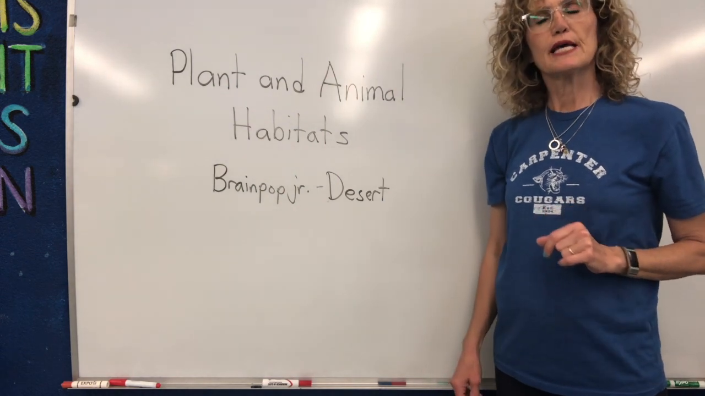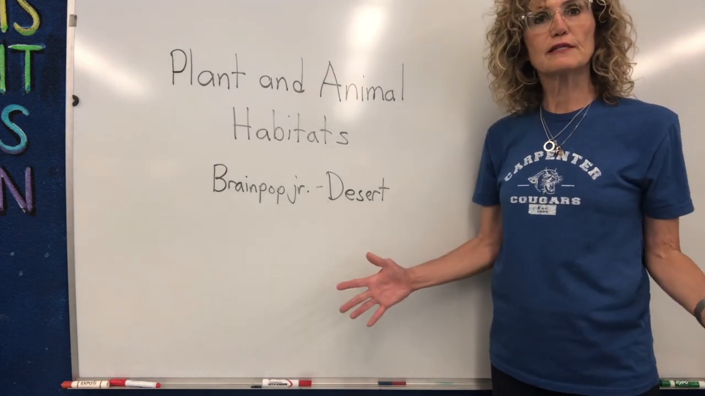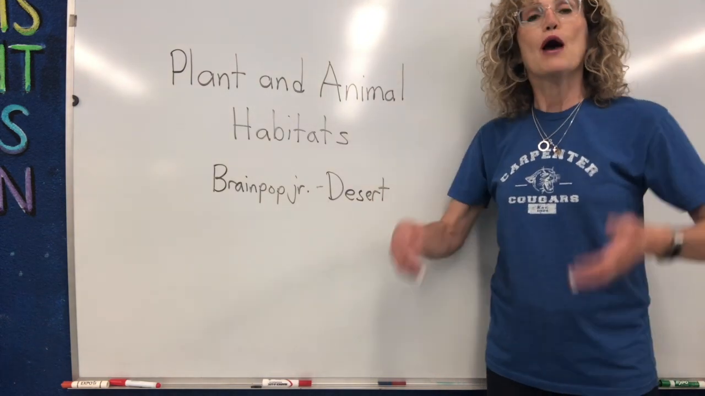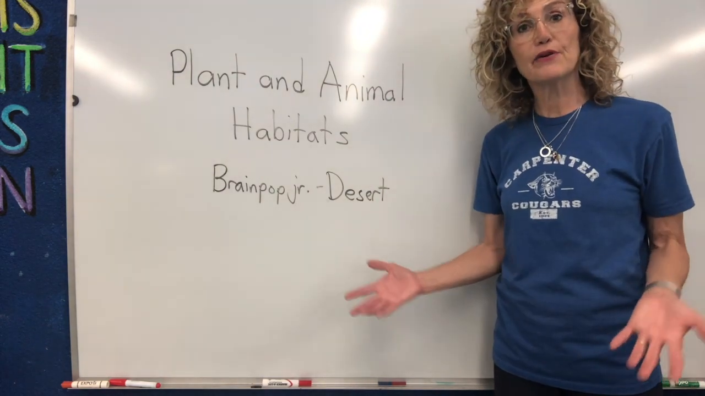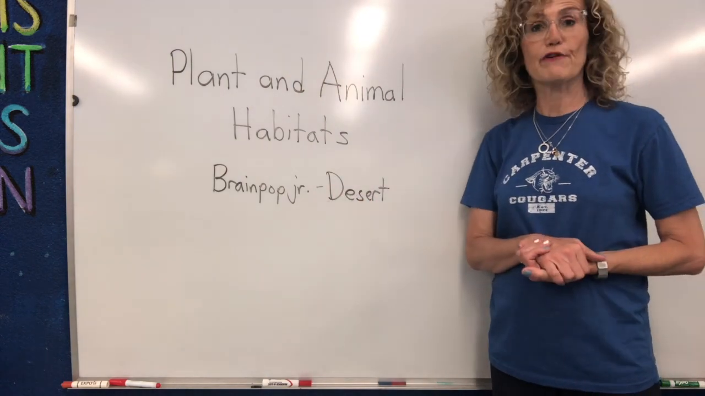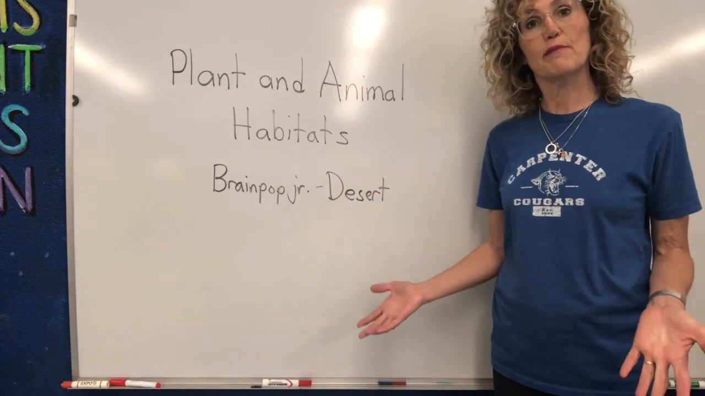Second grade Cougars. We finished our engineering project. We learned all about plants, how plants grow, all the parts of the plant. We learned how to make a hand pollinator. And now we're going to start talking about plants and animals in different habitats, what different environments they live in.